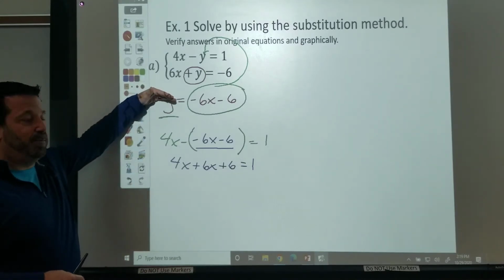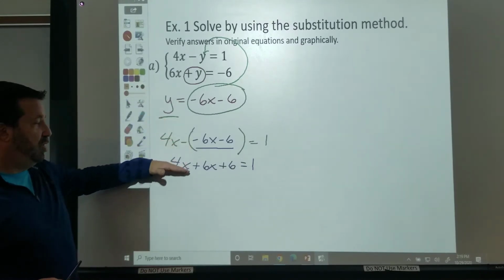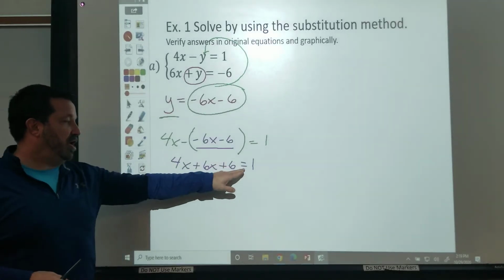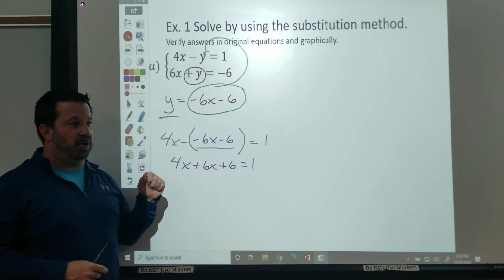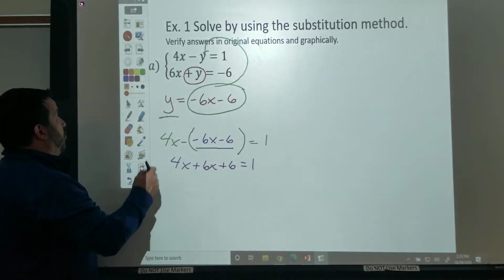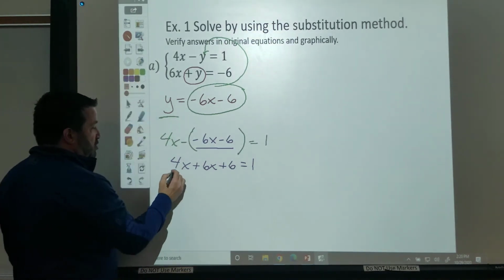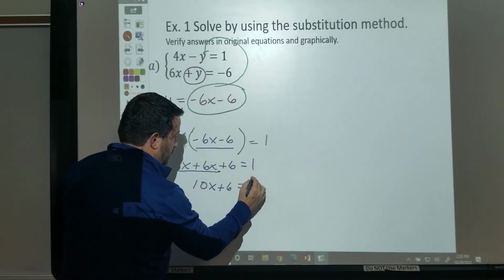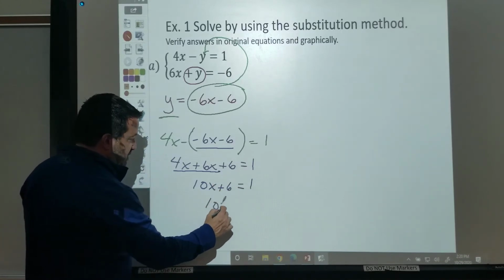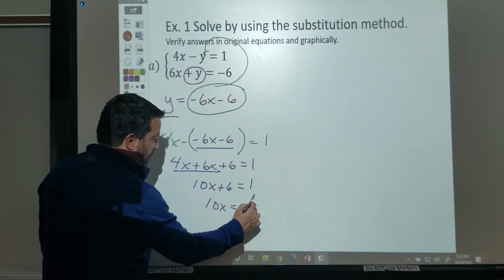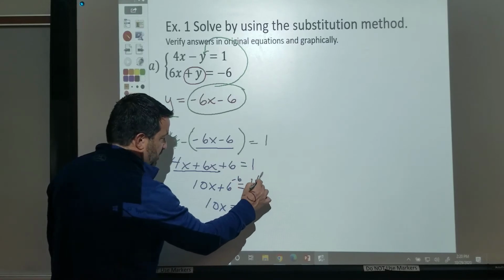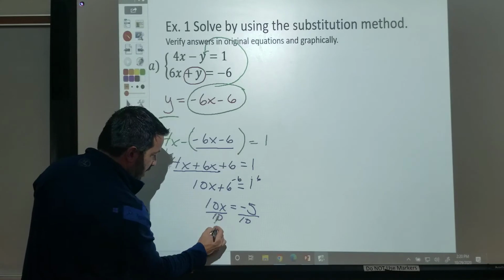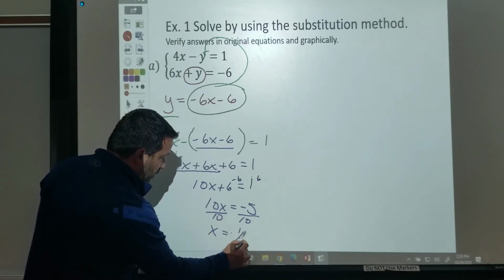And so this is what I was talking about before. Step 1, you get the variable by itself. Step 2, you substitute. Once you do that, you get an equation that only has one variable in it. It's a linear equation because x is only to the first power. So I'm going to solve this the way I normally would solve a linear equation. I'm going to combine these together and get 10x plus 6 equals 1. Subtract 6 from both sides. 10x is equal to negative 5 when I subtract 6 from both sides. And then divide by 10, and I get x equals negative 1/2.